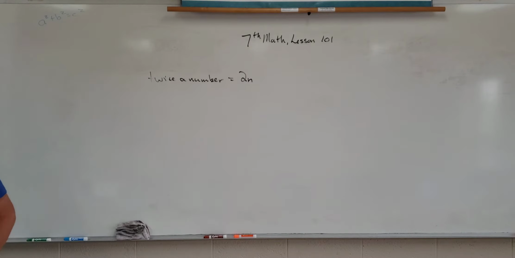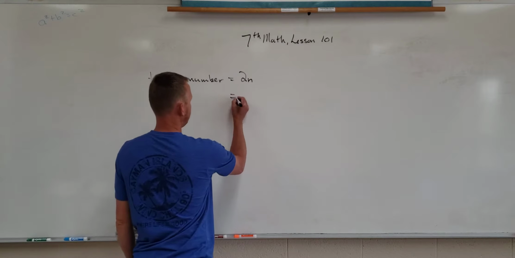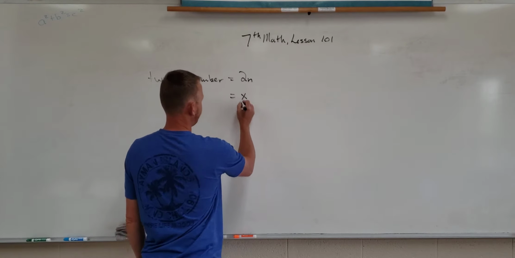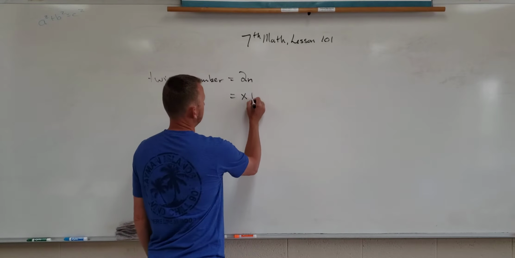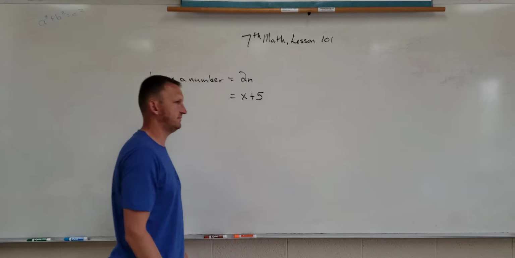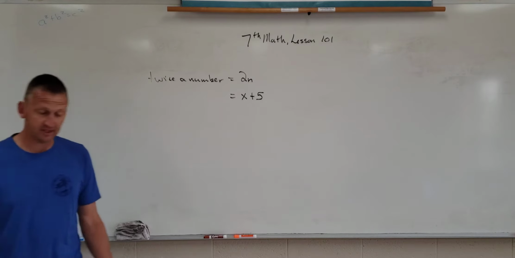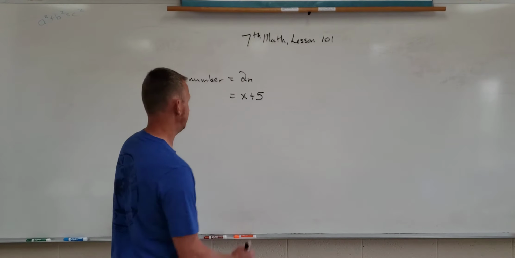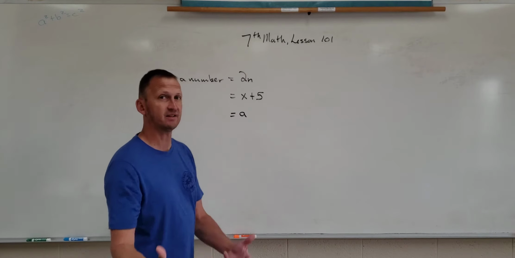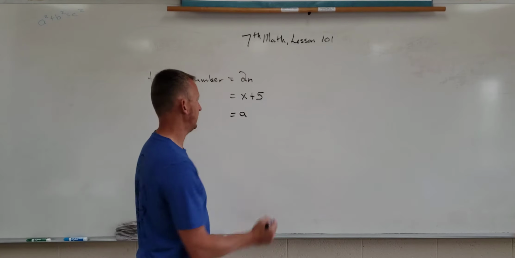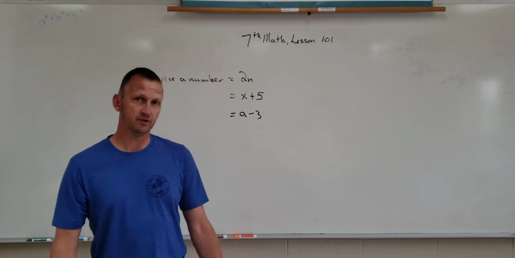You'll notice the next one says 5 more than a number. We don't know what the number is, so therefore it's X. And we have 5 more, plus 5. 5 more than a number. Next phrase says 3 less than a number. 3 less than means subtract. So we have 3 less than a number that we don't know.